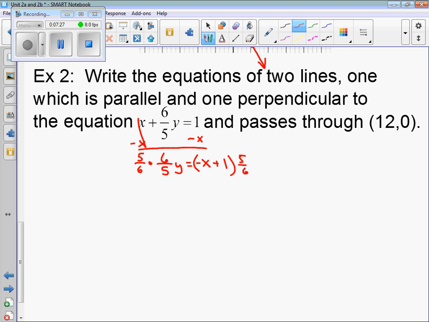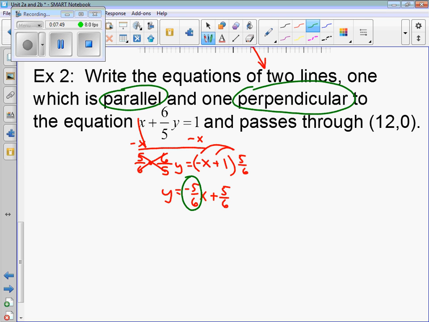So these multiply to 1. 1 times y is y. Distribute the 5/6 in, so it's negative 5/6 x plus 5/6. So the main thing we need out of this: for parallel, we want that same slope. For perpendicular, we want the opposite and reciprocal slope. So let's go with parallel first. For parallel, we're going to use negative 5/6.